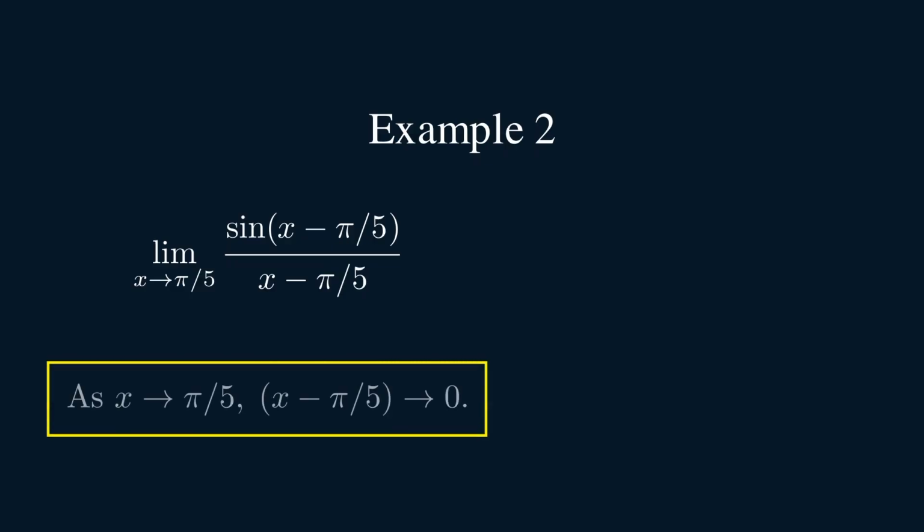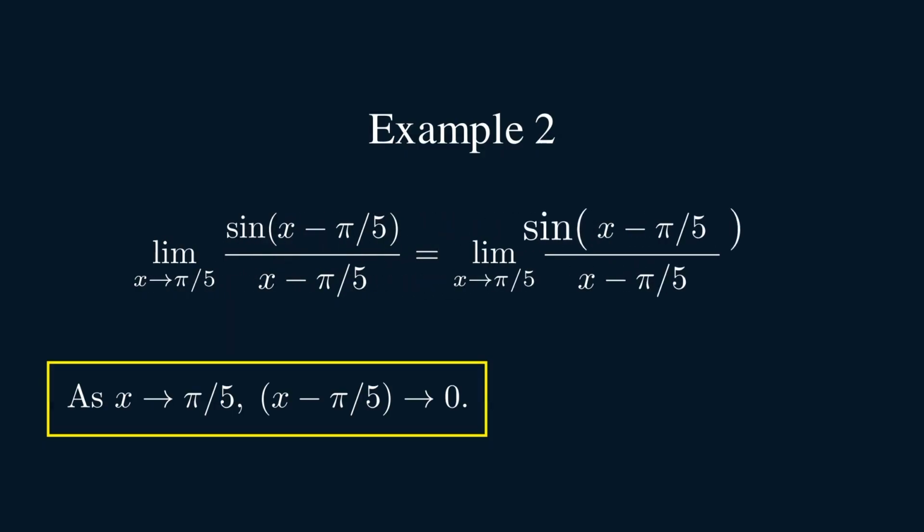Next, we discuss an example where x approaches a number different from 0. In this example, as x approaches pi over 5, the input of the sine function approaches 0. So we can simply remove the sine function, keeping just its input, and simplify. The value of this limit is 1.